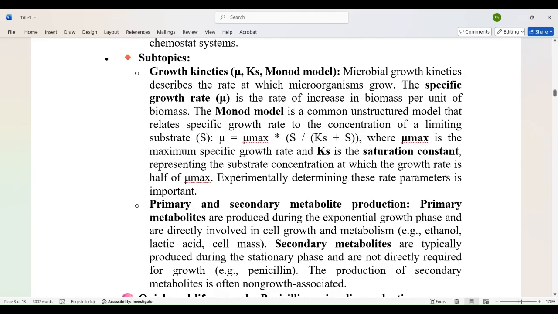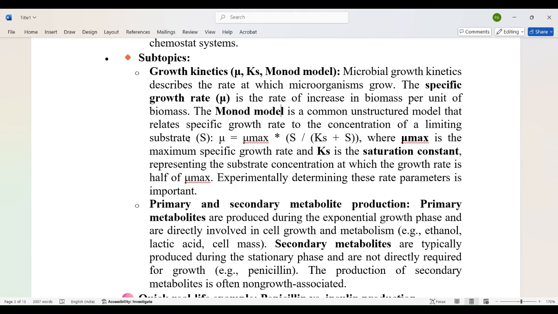So 1 unit of biomass is basic biomass. Now, the rate at which biomass is increasing is defined by the specific growth rate mu. And the Monod model is a common unstructured model that relates specific growth rate to the concentration of a limiting substrate. Now, in the concept of protein and enzyme, it is taught what we mean by limiting substrate.